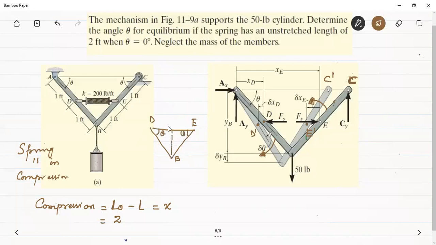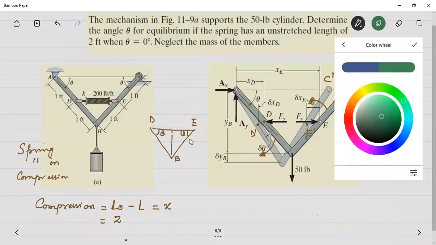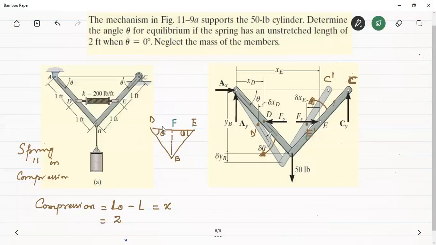I can name another point in between them, let's say F. So DF will be equal to 1 cos theta, and FE will also be equal to 1 cos theta. Therefore, this total distance will be equal to 2 cos theta. Therefore, this DE is also the length of the spring in this position. Therefore, the compression is equal to 2 minus, that is the undeformed or unstretched length minus the length at this instant, because the final length is less than the initial length, therefore this denotes the compression.